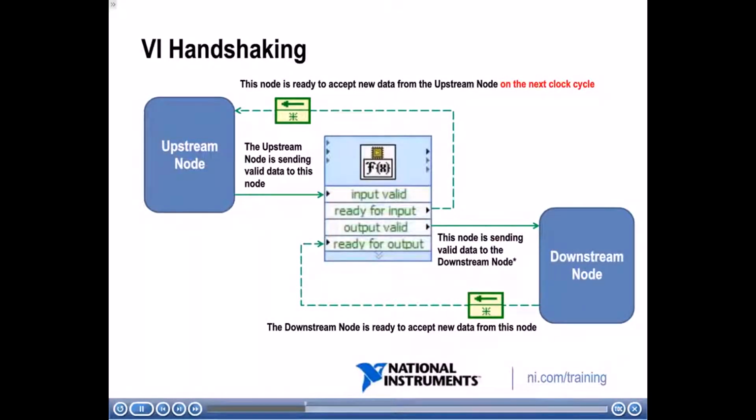Now let's talk about the output valid and ready for output. So the downstream node is going to let our middle node know whether it's ready to receive a valid output yet. Okay? So the downstream node is feeding that into a feedback node. And that feedback node is telling it on the next iteration, the middle node will know whether the downstream node is ready for an output. And if it's ready for an output, then our middle node will send output valid a true value, as well as outputting the valid output data.